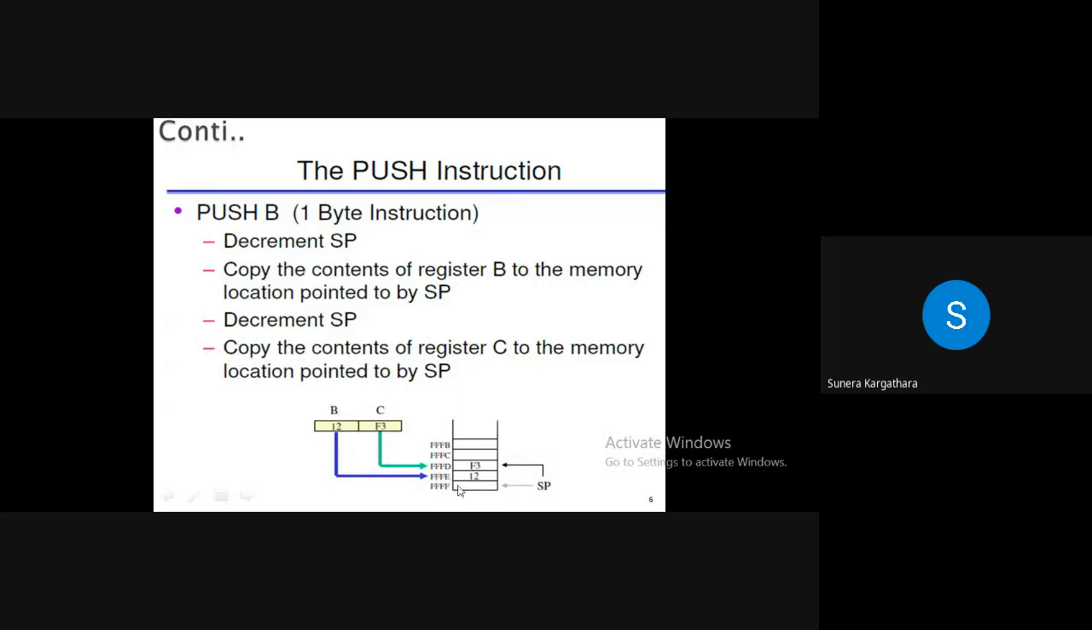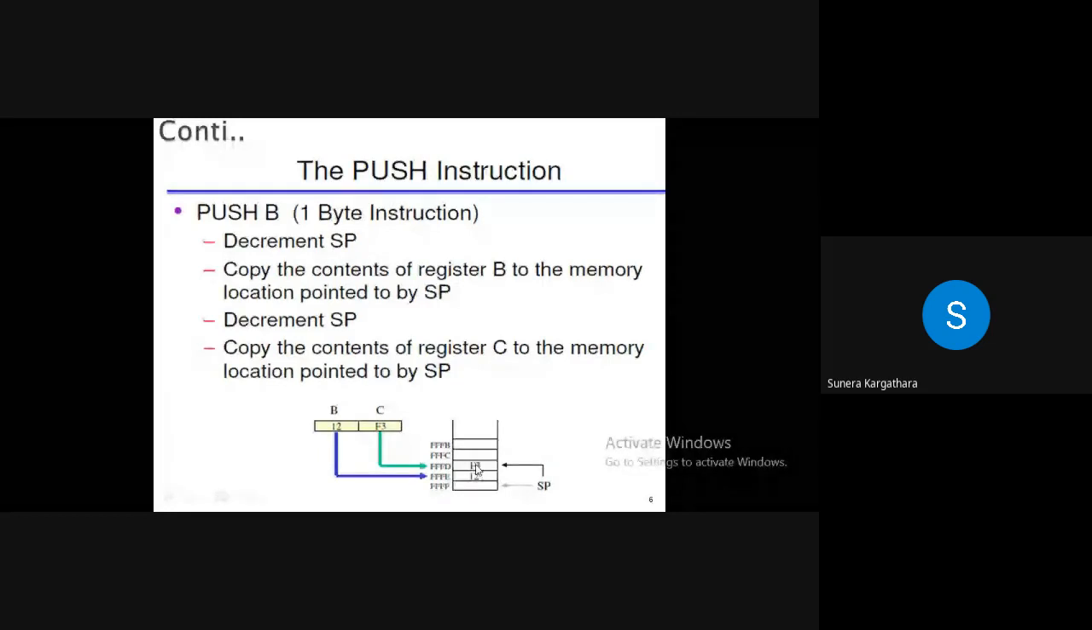Then the data is stored, and again SP minus 2, the content of C will be transferred over here. Are you getting me, student? The storing will take place. And lastly, don't forget this part: the stack pointer will be modified with the new address.